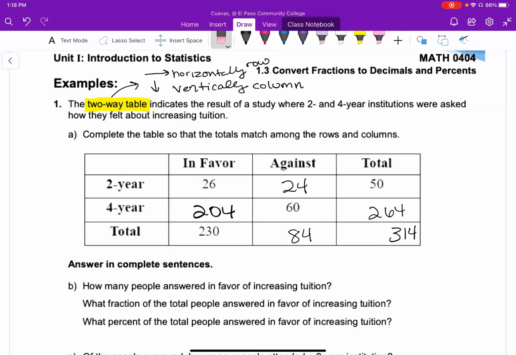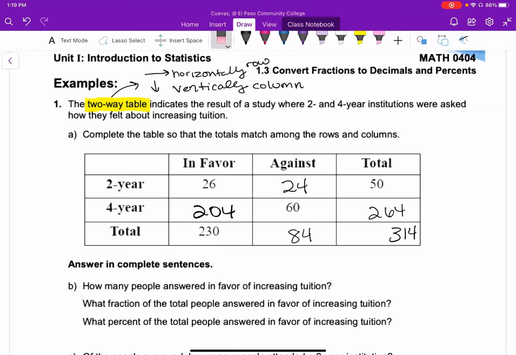Let's do it again. Let's pick a different number. How about if I pick 60? This is 60 people in a 4-year institution who are against raising tuition. What about some of the totals? Let's look at another one. What if I pick this 230? This is 230 people total who are in favor of raising tuition. Now, these 230 people are mixed. They have a mix of 2-year people and 4-year people.